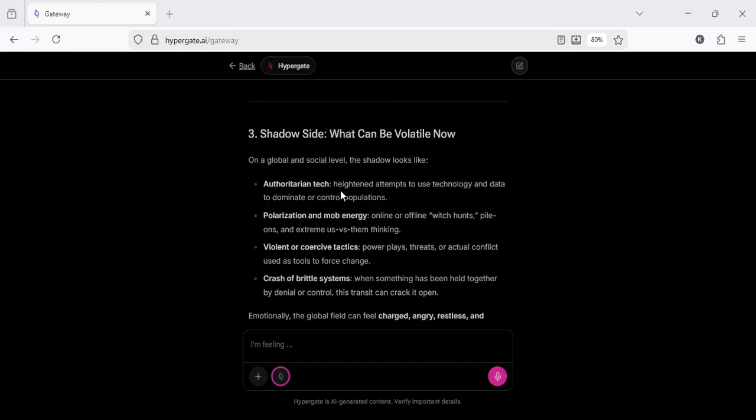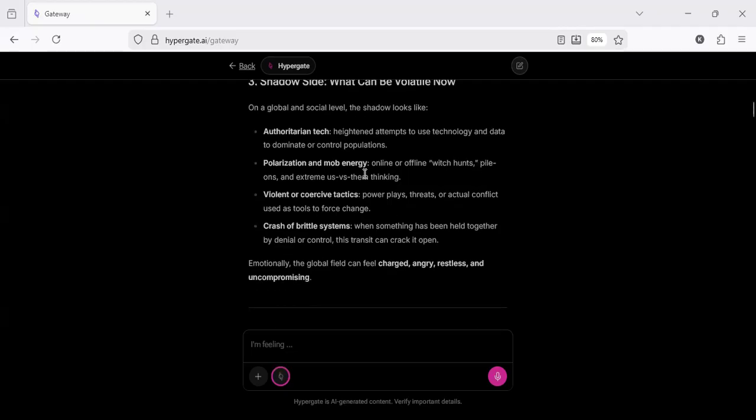Polarization and mob energy, right? Online or offline, there's witch hunts, there's pylons, and extreme us-versus-them thinking. Then this witch hunt thing is also the Saturn and Neptune conjunction in Aries coming up too, so that's adding to this as well. The Astrology Podcast, Chris Brennan and the other astrologer, they did a great Neptune and Saturn deep dive. I would recommend that, and they talk a lot about the different witch hunts in that one.